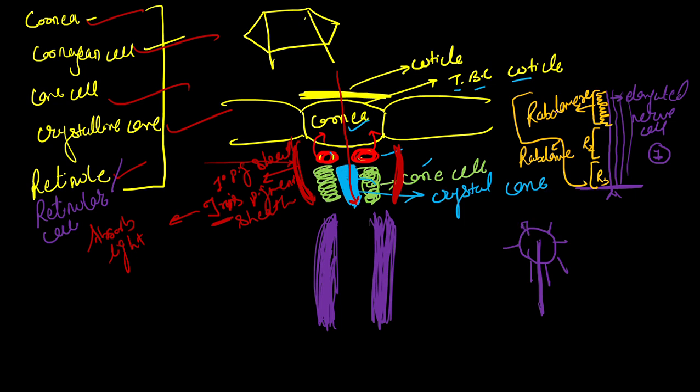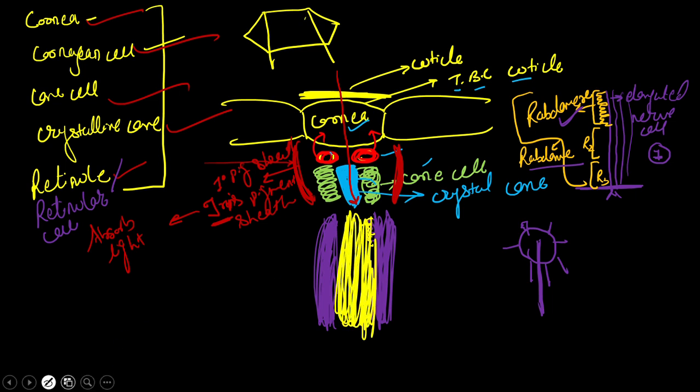Their microvilli will fuse together to form rhabdomere. From here the microvilli comes out, and that will fuse together to form rhabdomere. Rhabdomere will fuse together to form rhabdome. So the structure forming in the middle, what do we call it? We call it rhabdome.